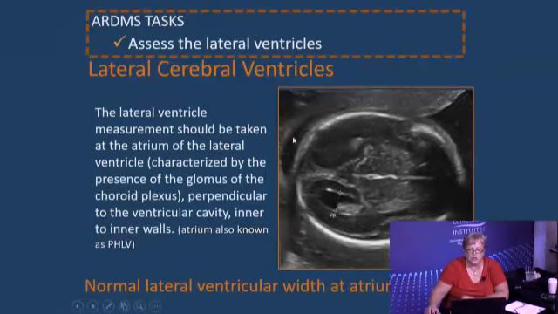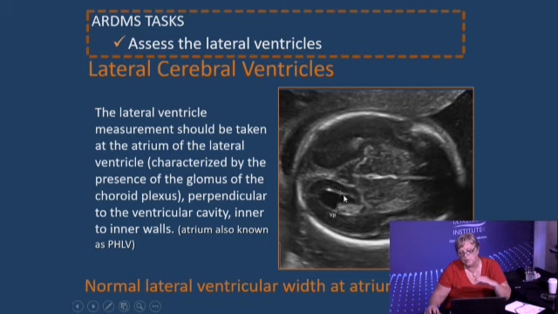So the lateral ventricle should be measured at the atrium of the lateral ventricle, which is looking at the glomus of the choroid plexus, which is just the end of the choroid plexus in the posterior horn. So this is anterior to posterior, near to far. This is looking at the thalami with a little bit of the third ventricle here. And then here we've got the posterior horn of the lateral ventricle, and right at the end of the choroid plexus, which is housed within the lateral ventricle, this is where we're going to do our measurement.